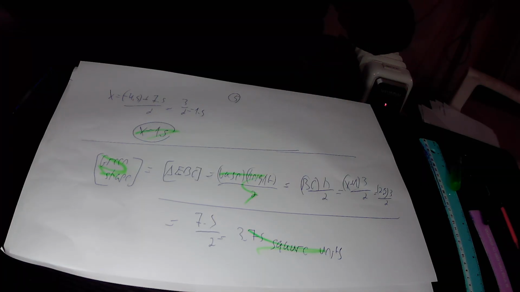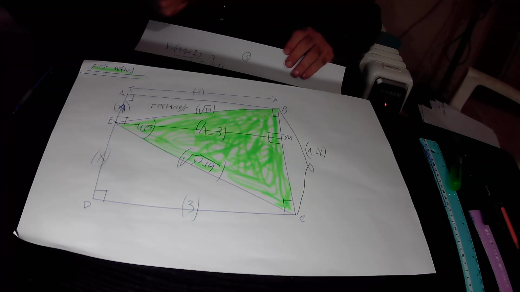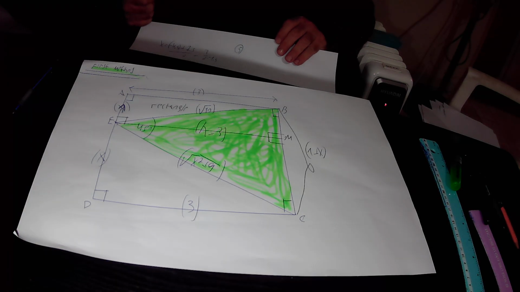So according to the first method, we found out that the area of this green shape, that is the area that we are looking for in this question, is equal to 3.75 square units. So we finish with the first method. In the next step, I'll present the solution of the second method.